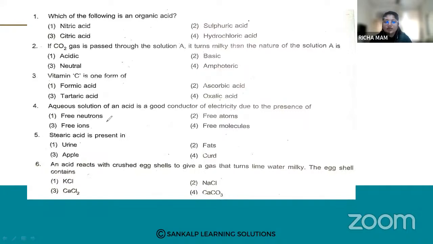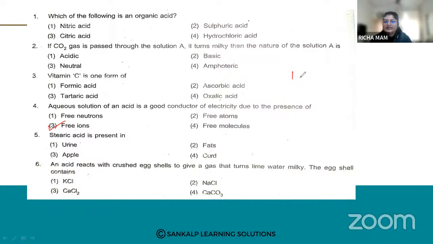Aqueous solution of an acid is a good conductor of electricity due to the presence of: one, free neutrons; two, free atoms; third, free ions; fourth, free molecules. Aqueous solution of an acid is a good conductor of electricity due to the presence of, yes, free ions.